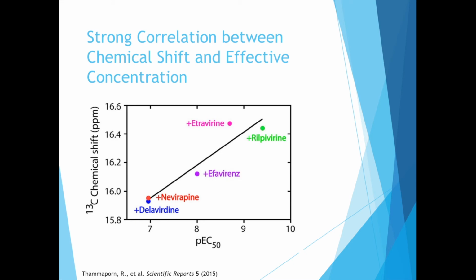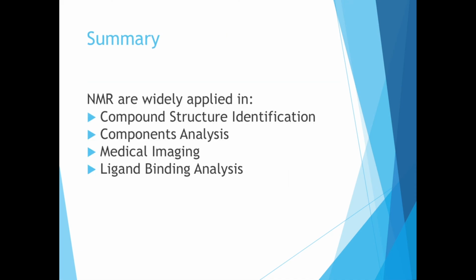They propose that future HIV non-nucleoside reverse transcriptase inhibitor drug screening can be done by using NMR and measuring the chemical shift between different medicines. In this video, we have described several applications of NMR, which include identifying compound structure, analysis of complex components, medical imaging, and ligand binding analysis.